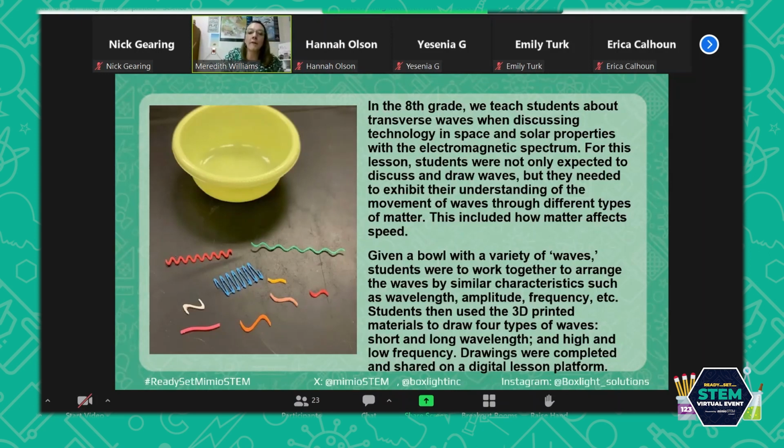So they get a bowl of a variety of waves. Students were to work together to arrange the waves by similar characteristics, such as wavelength, amplitude, and frequency. And students then use those 3D printed waves to draw four different types of waves. They have to draw me a short and a long wavelength, a high and a low frequency. And the drawings are completed.